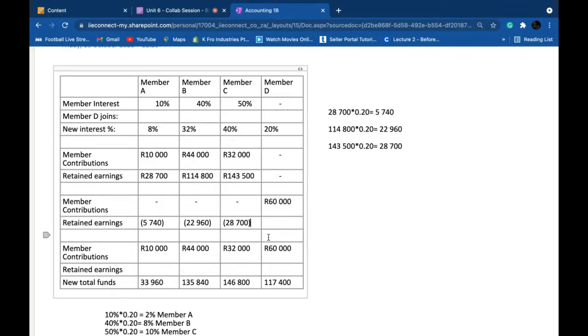All right. So when we take the initial retained earnings of A of 28,700 minus 5,740, what is our new retained earnings for member A? Should be about 22,960. Double check it. Help us if it's not right. We're saying member A had 28,700 minus this retained earnings, which is going to transfer over to member D.